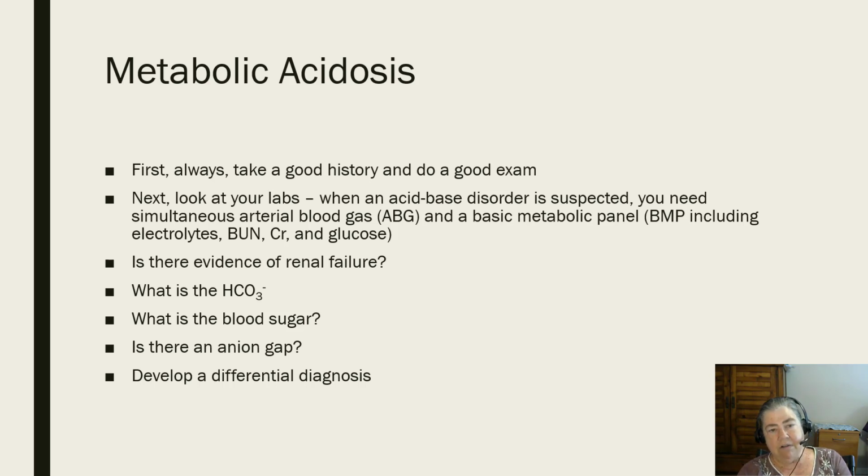If it is an anion gap metabolic acidosis and the glucose is normal, you have to start thinking of some of those other potential causes. Look for evidence of renal failure because if the kidneys aren't working, maybe the problem is that they're not excreting hydrogen ions. You always look at the bicarb and you look at the blood sugar. As I said, you compute the anion gap. You have to remember that formula, and you develop a differential diagnosis based on all of those things.